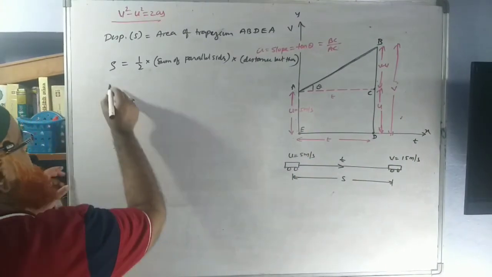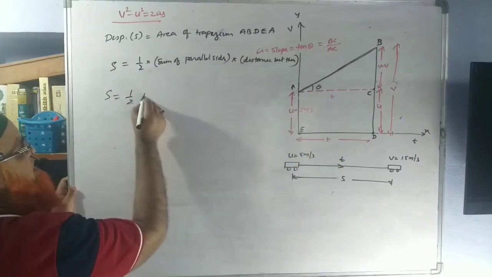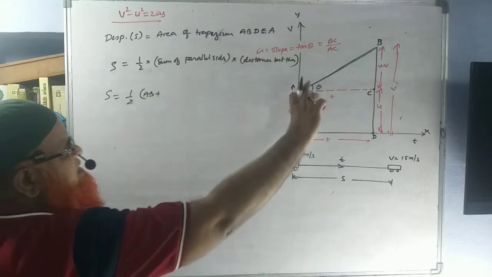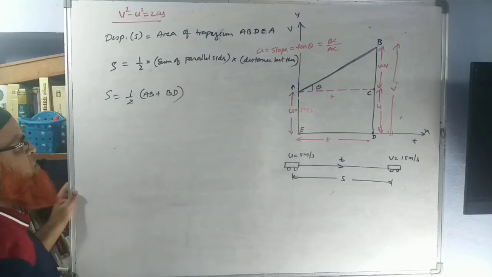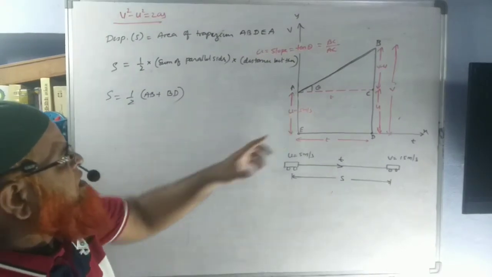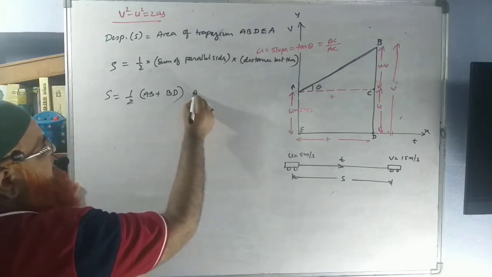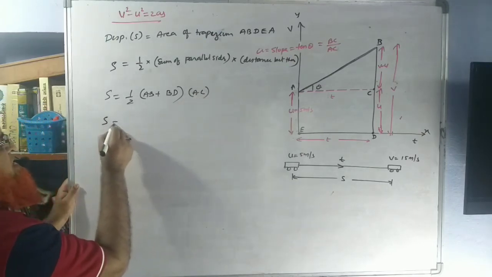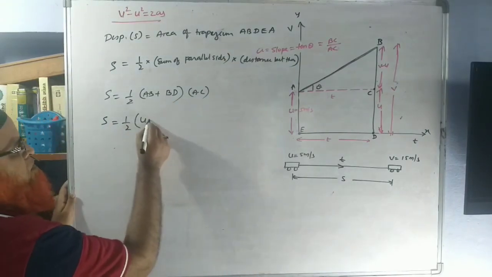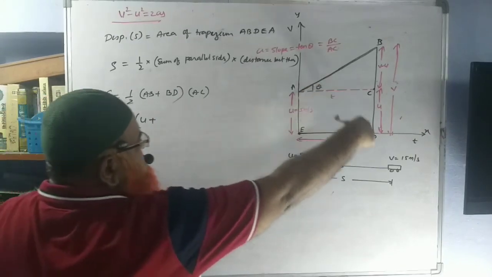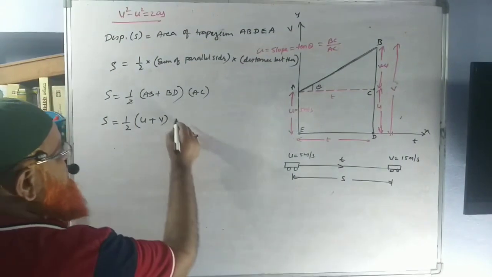It's very simple. So S is going to be half. Sum of the parallel sides means what are you going to write here? The parallel sides are AB plus BD, and what is the distance between them? Distance between them you can consider as AC. So S is equal to half. AB means you can write U, plus BD you can take completely as V from there. Then what is AC? AC can be written as T here.